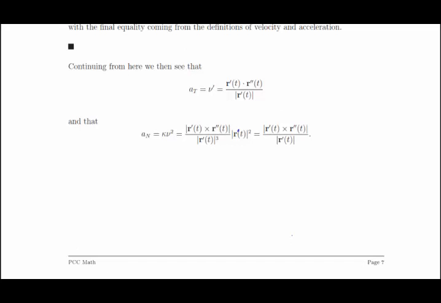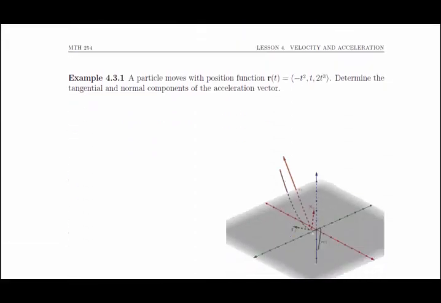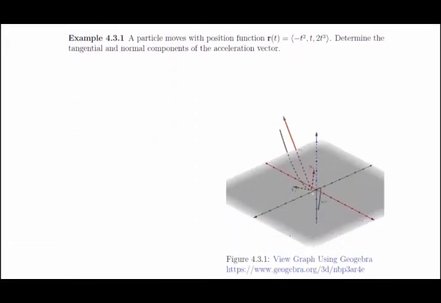Great, this is a lot of work that we've done just to show how to get the components for the acceleration, the tangent component and the normal component, and now we're going to use those in this next example, where we have a particle moving with position function r of t equals negative t squared, comma t, comma 2t cubed, and we want to just determine those tangential and normal components.